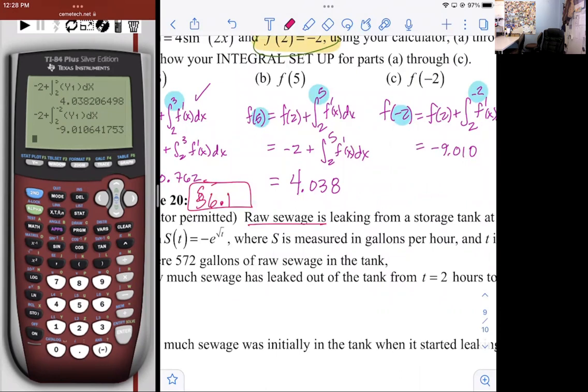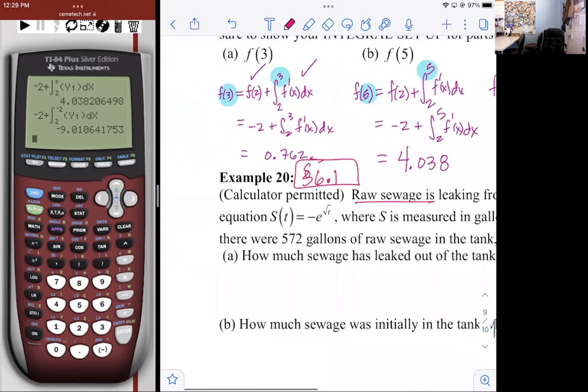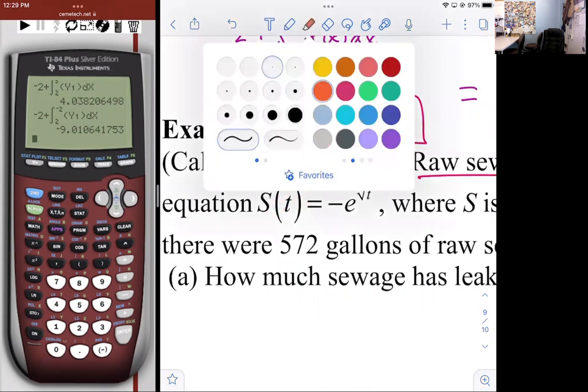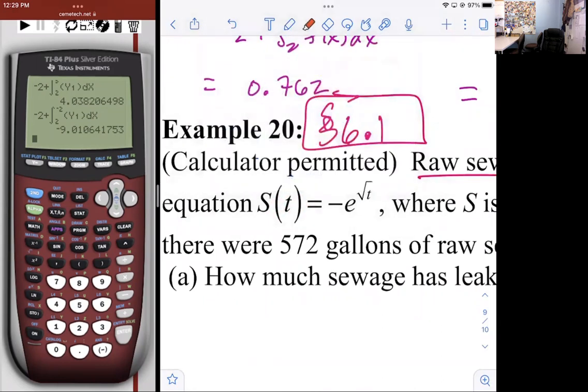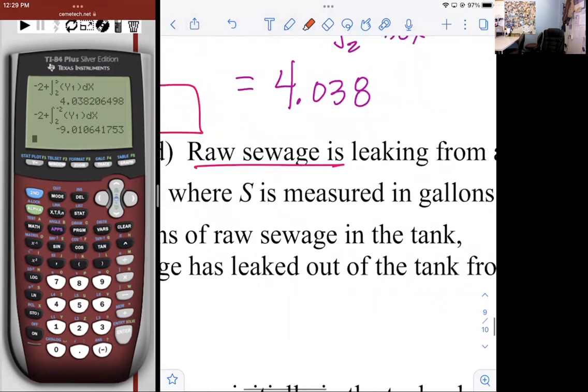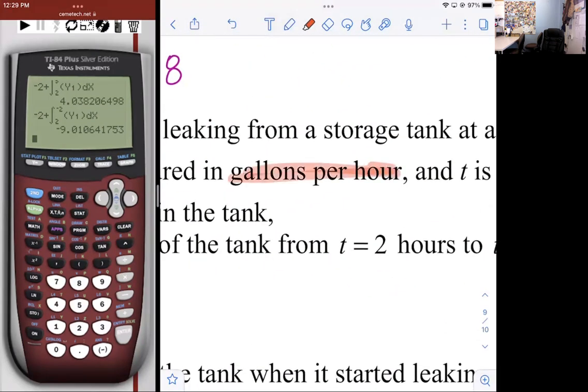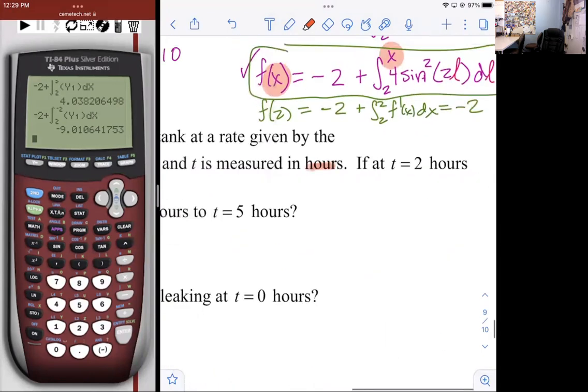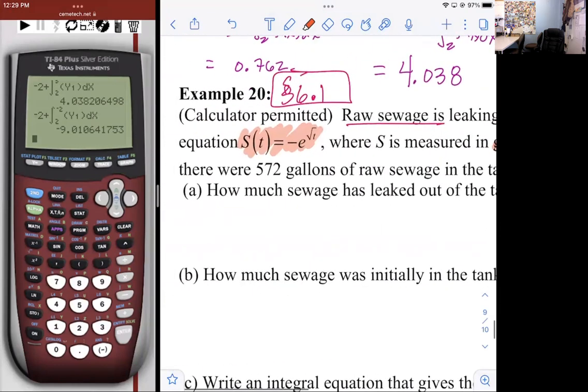Okay. Raw sewage is leaking from a storage tank at a rate given by this. Now notice that this, it said, is a rate equation, but it's not listed as like S prime of T. It doesn't have to be listed as a prime. It's a rate equation. S is measured in gallons per hour. There's another way to verify it's a rate equation. And T is measured in hours.